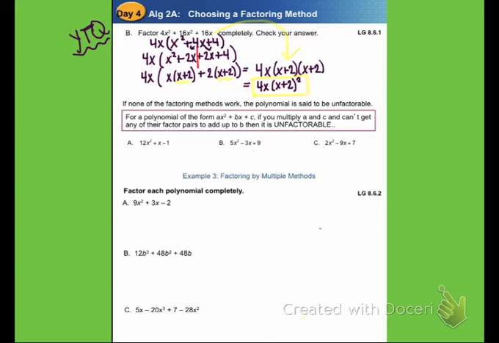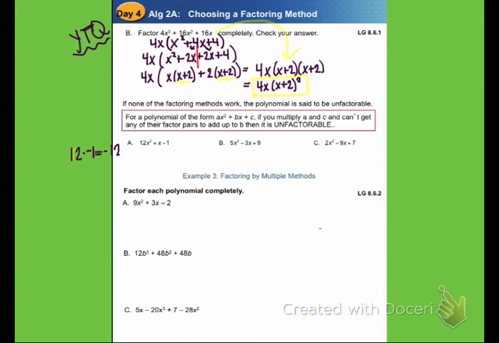Let's take a look at these examples and see if maybe we can identify any of them that are unfactorable. Well, example A, I would think right away I'm going to have to try that AC method. So I multiply the A and the C, the 12 and the negative 1. And I get negative 12. And I'm thinking of factors of negative 12, which means one of them has to be positive, one has to be negative, and they have to add up to a positive 1.